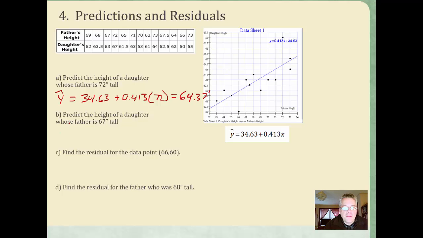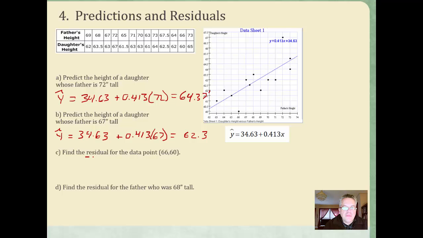That's what we got. Predict the height of a daughter whose father is 67 inches tall. No problem, use the equation again. Y hat equals 34.63 plus 0.413 times 67. Now stick in our value, and we'll see what the line of best fit gives us. I get 62.3. It's about 5'2". So if the dad is 5'7", we predict that the daughter will be a little bit over 5'2".